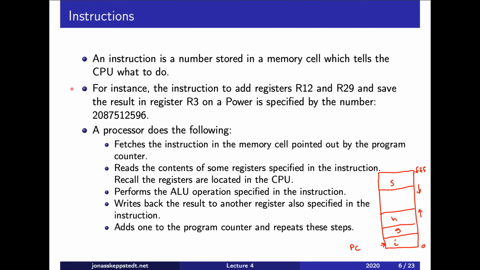We say we add 1. It depends on how we treat this: we add 1 word. So if we treat memory as bytes, then we add 4, and if we treat it as an array of ints, then we add 1 to get to the next instruction. If we had a branch, then we will do something else, as we will soon see. But now we will figure out where this number comes from.